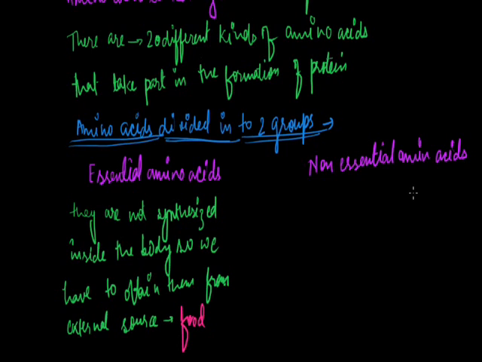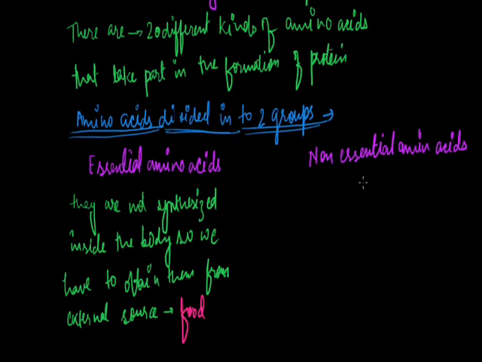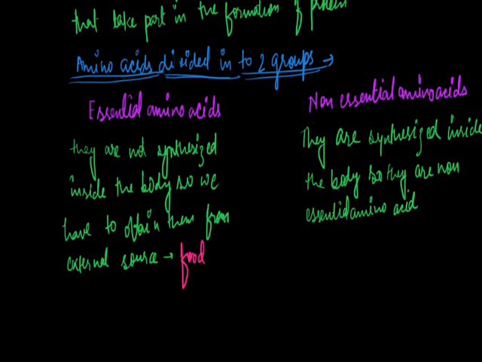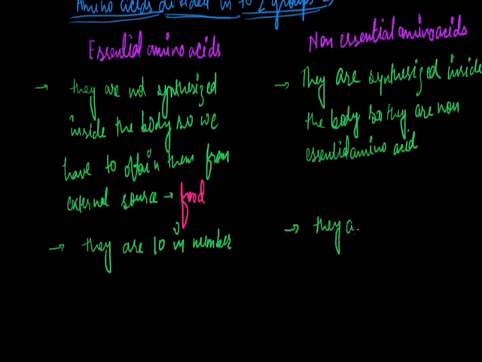And when we talk about non-essential amino acids, they are those amino acids which are synthesized inside the body. So there is no need to obtain them from external sources. So they are termed non-essential amino acids. The essential amino acids are 10 in number, whereas non-essential amino acids are also 10 in number.